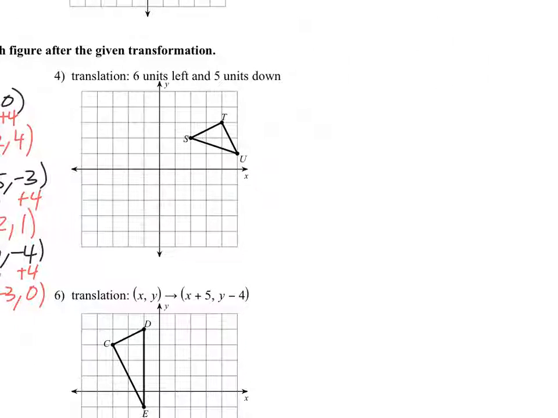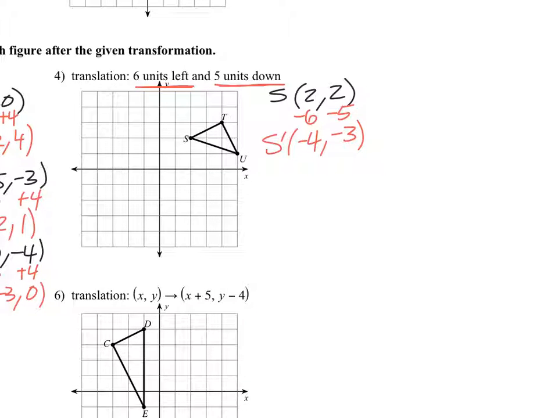Now again, you can do it graphically like we just got through doing, but if you know the original point, then you can find the new one. So S is at 2, +2. Okay, 6 units left. Left is in the negative direction. So that means I'm going to subtract 6 on the X. 5 units down. Down is in the negative direction. So S apostrophe would be at -4, -3 when you combine those.